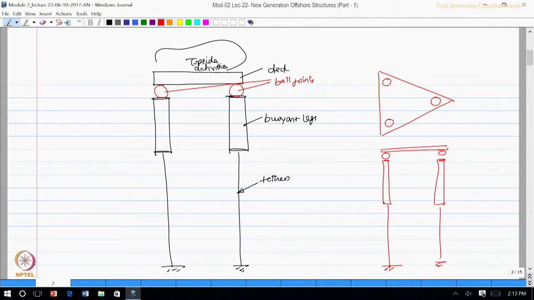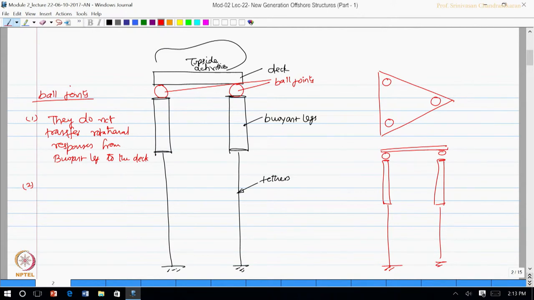Having said this, what is the speciality about this particular structural action compared to a tension leg platform? Ball joints have a specific property. One, they do not transfer rotational degrees of freedom or rotational responses from the buoyant leg to the deck. Two, they allow transfer of translational responses from the buoyant legs to the deck.